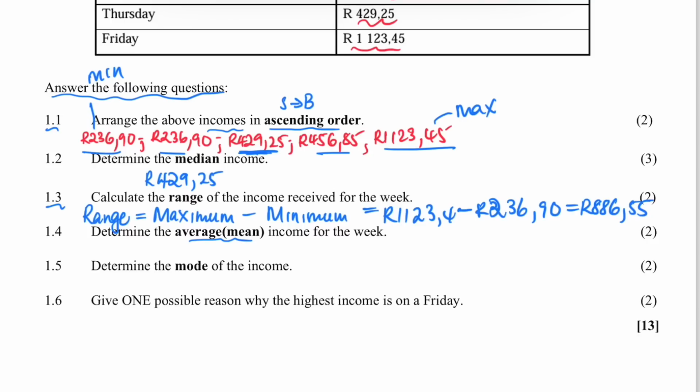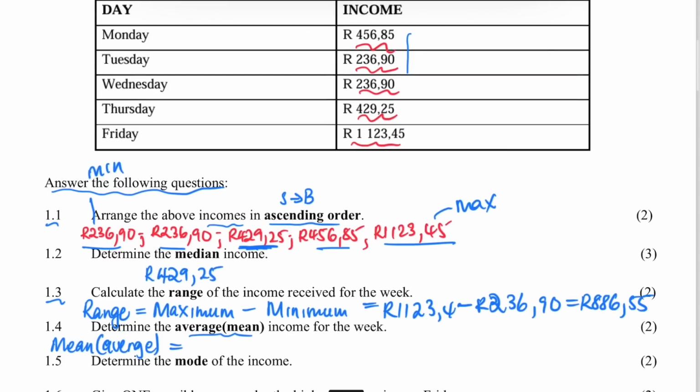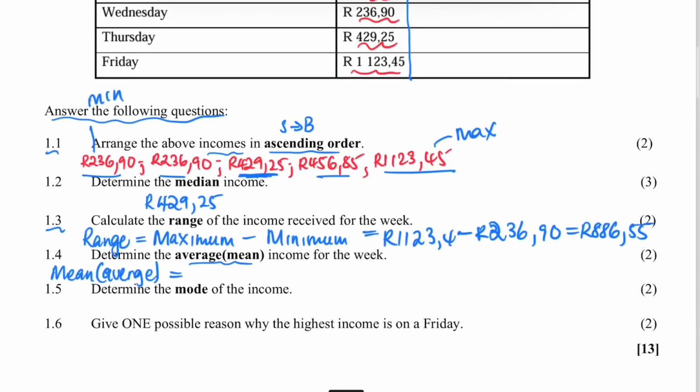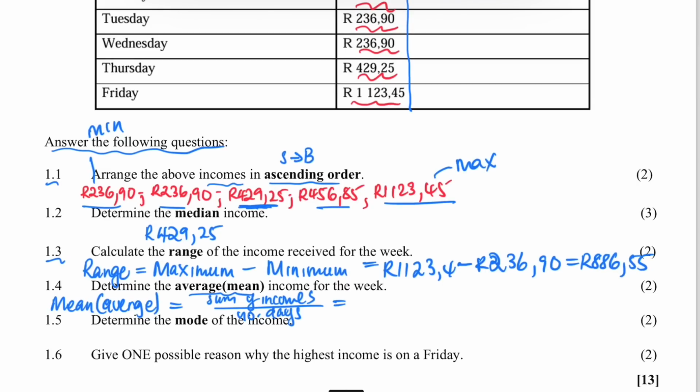Determine the average income of the week. The average, guys, is the mean. When we talk about the average, we're talking about the mean. So we take all the incomes of the week and divide by the number of days. So it is the sum of incomes divided by the number of days. So we add all the monies there.